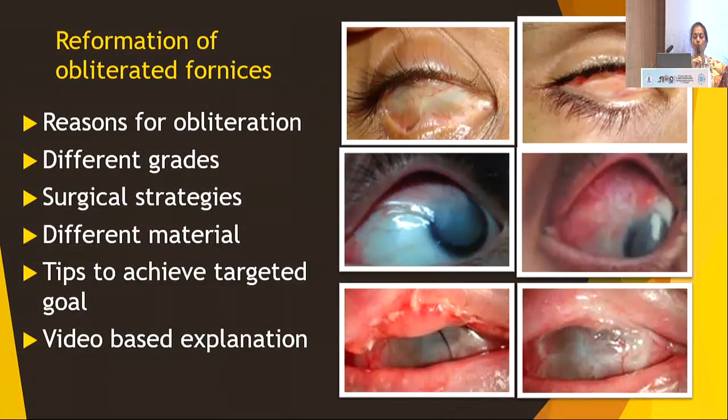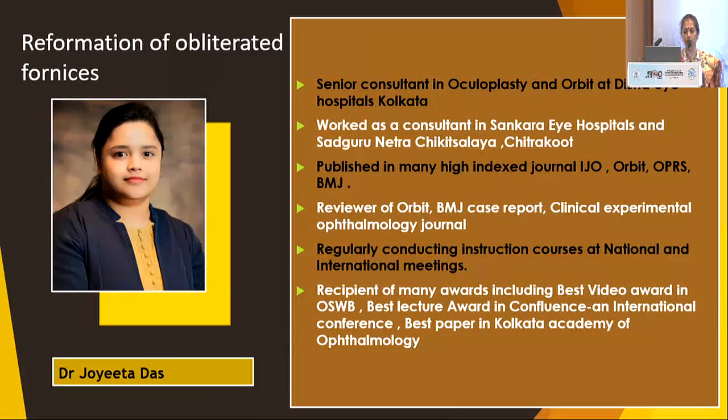Yeah. So we come across obliterated fornix many times, and we have questions: what are the reasons for this obliteration? What are the different grades, and how to plan the surgical strategies? What are the different materials we can use to reform these obliterated fornices, and how to achieve the targeted goal? This will be covered by Dr. Joyita Das, who is a senior consultant at Disha Eye Hospital, and she works as a consultant at Shankar Eye Hospital and Sadguru Netra Chikitsalaya Chitrakoot.